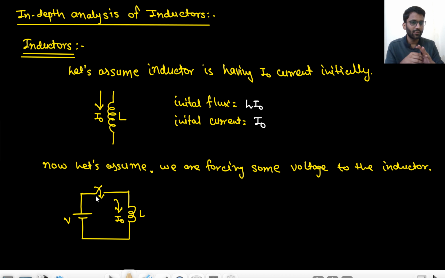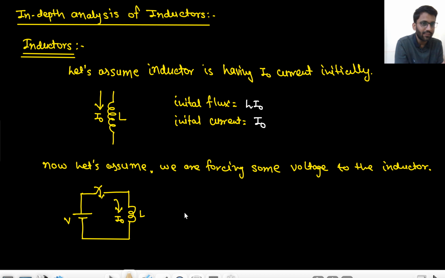Now, in case of the capacitor, it was already having V naught voltage and we were forcing some current, and that current was increasing the voltage in the capacitor. Now this inductor is initially having I naught current. Let's assume we are forcing some voltage to the inductor. So what will it do? This basic formula we have already seen, right? The voltage across the inductor will be V only. When the switch is closed, the voltage across the inductor will be V only.